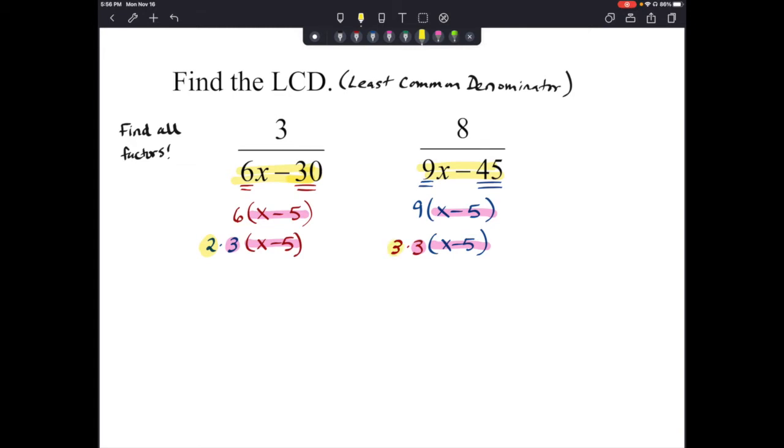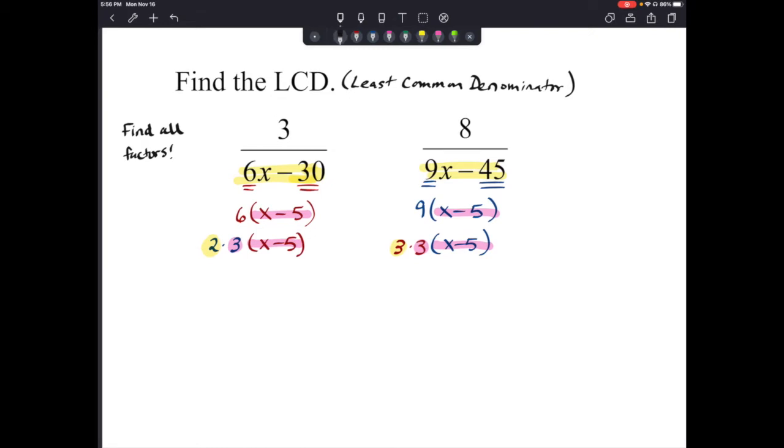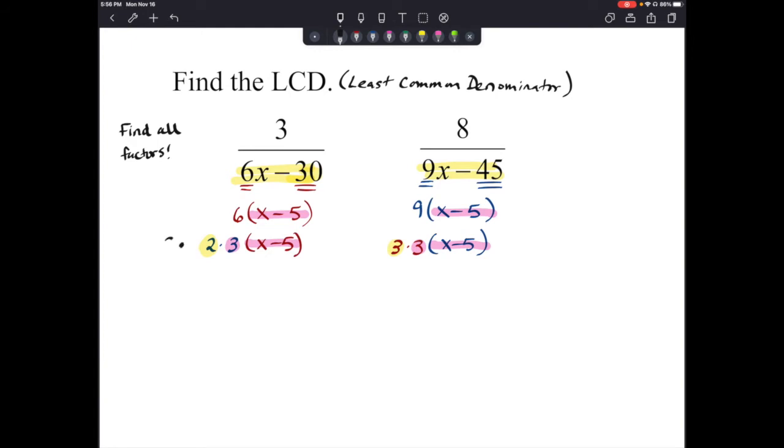So in order to make these the same denominator, we're going to have the same factors in each of them. So what we're going to have to do is multiply our left side times a 3, right? Because this one has another 3. And we're going to have to multiply the right side by the 2 that's missing. And now they each have a 2 times a 3 times a 3 times a quantity of x minus 5. And you see that in both of them.